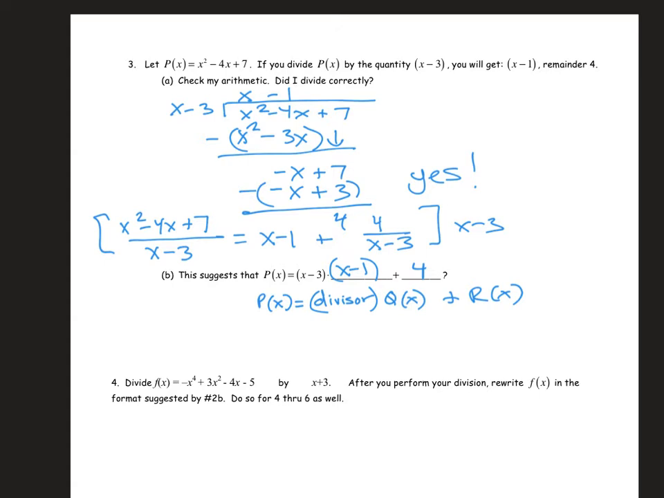For a similar situation, you're going to perform the division and then write it like we did in the previous example, part B. And let's now go to the next page.